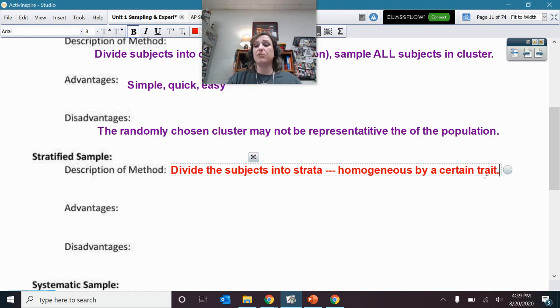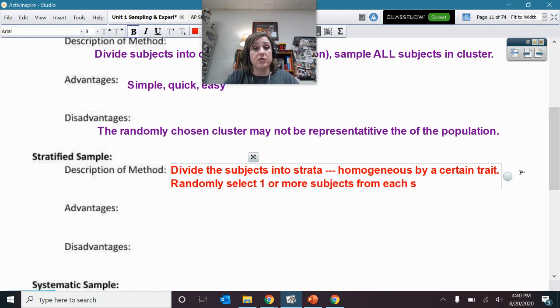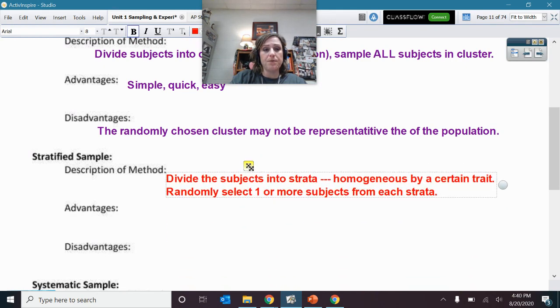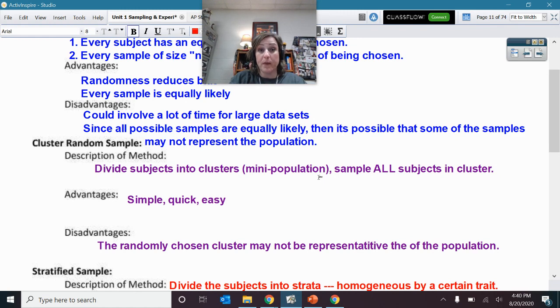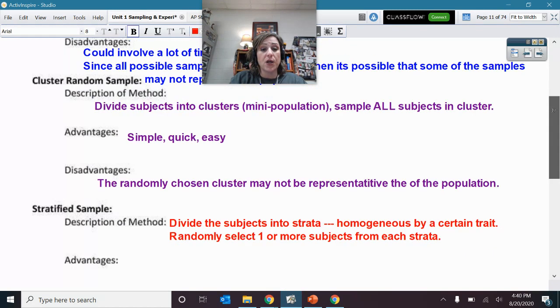Okay, so we divide the subjects into strata by a certain trait. Then we randomly select one or more. I don't have to just pick one. So one or more subjects from each strata. I think on the random rectangles we just chose one item from each strata, but you could choose 3 from each strata, whatever. So in summary, our clustering was a type of group. The clusters were many populations, but the strata were homogeneous.